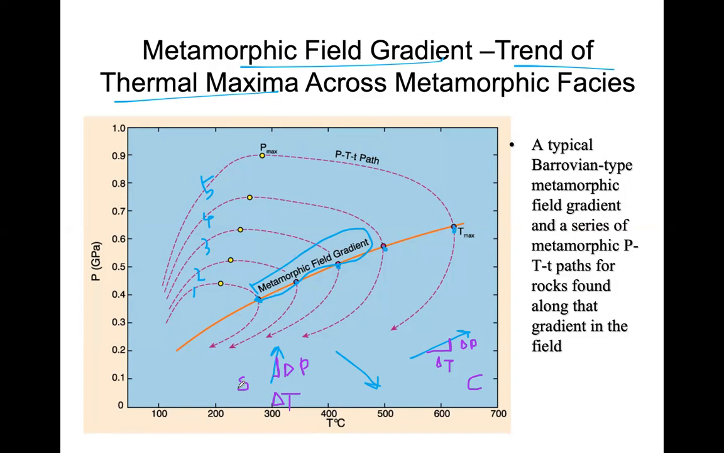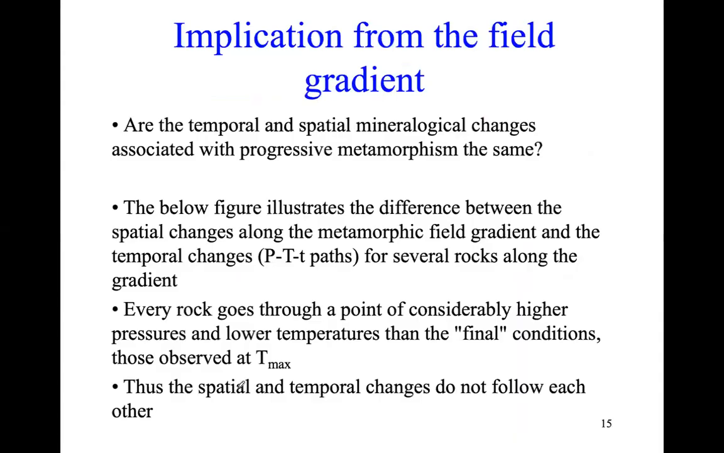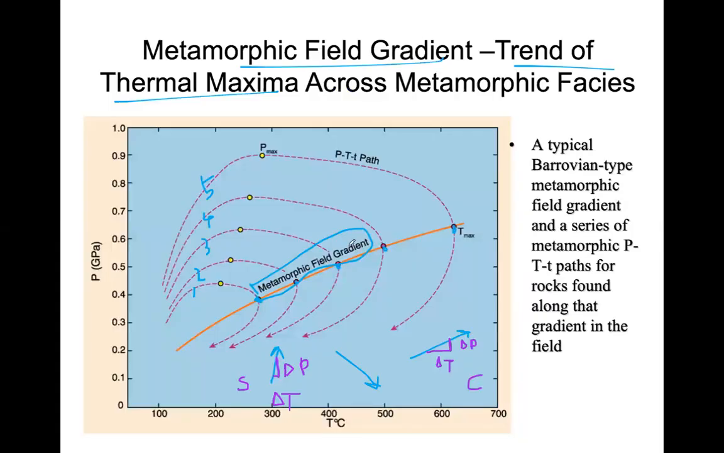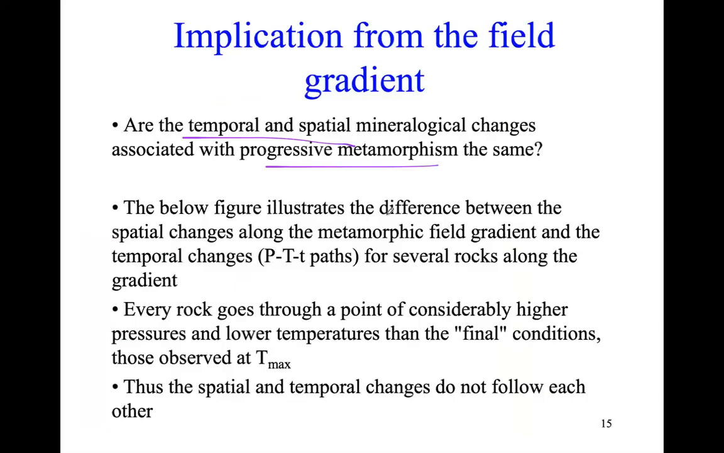So the metamorphic field gradient is important in that case. You may have some implications as well, like temporal and spatial mineralogical changes. These are associated with progressive metamorphism, right? Progressive metamorphism means when you increase the temperature and pressure, how the metamorphism is happening from one rock to another, right?